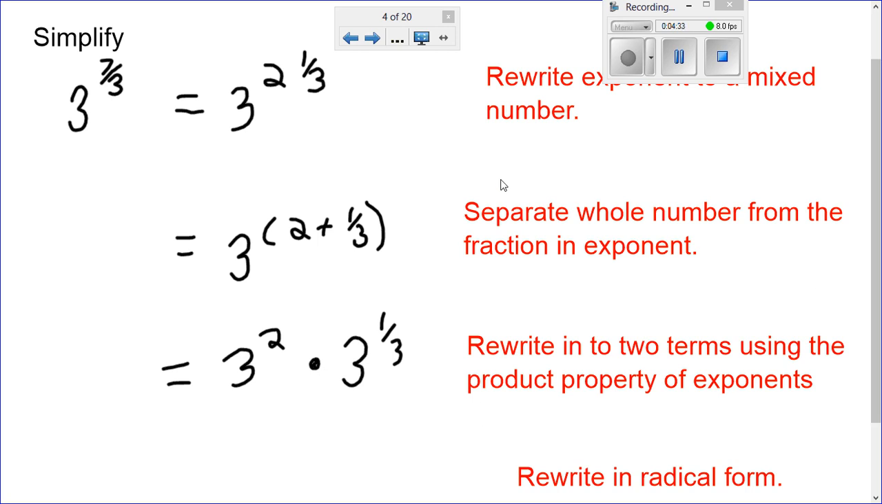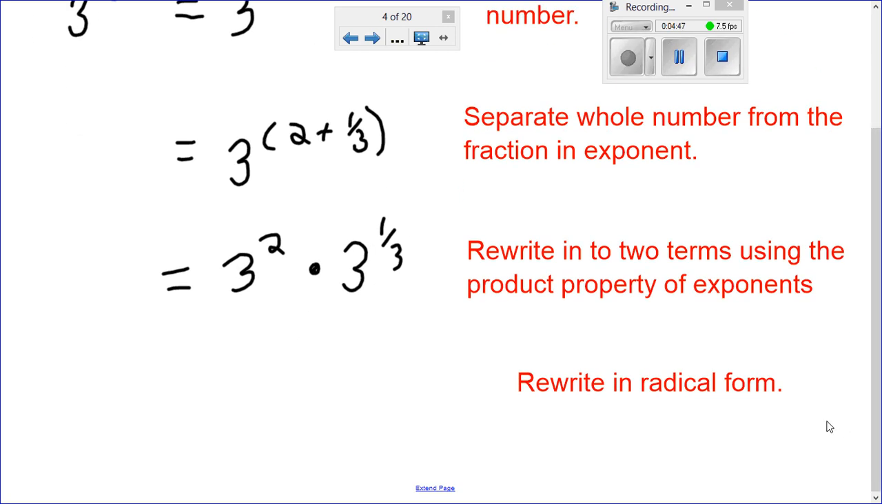So we rewrote the exponent as a mixed number. We separated the whole part from the fraction part in order to rewrite into two terms. And from here, we can rewrite in radical form. So go ahead and do that right now.